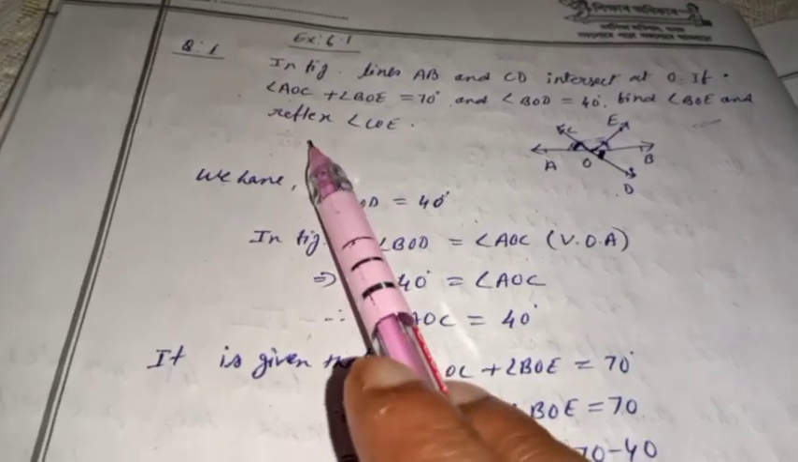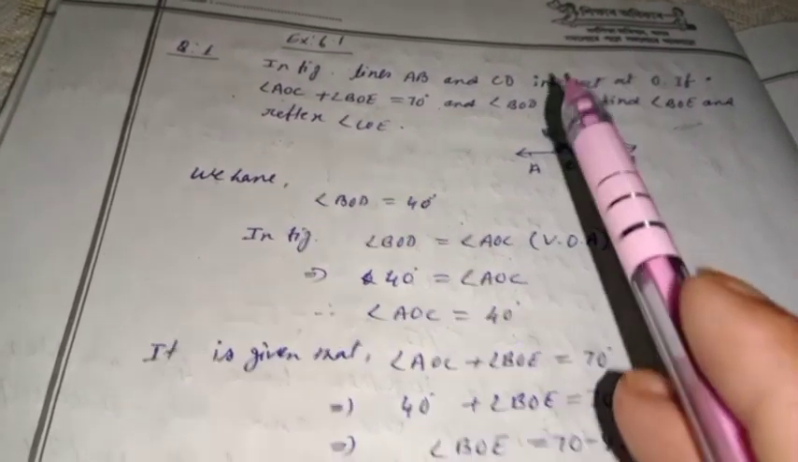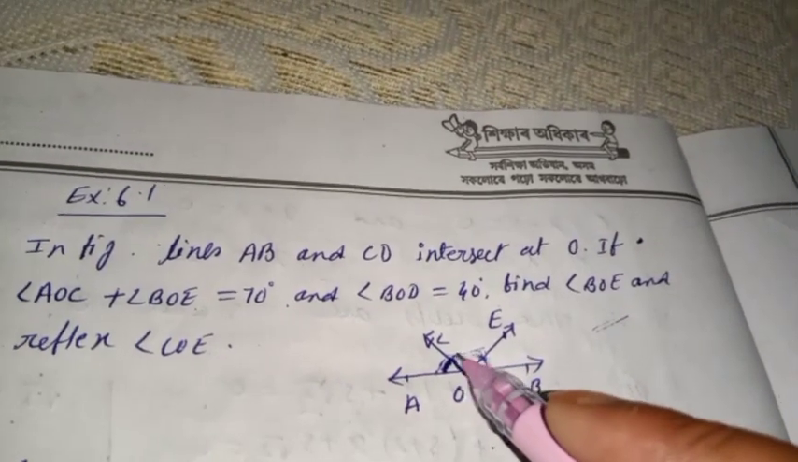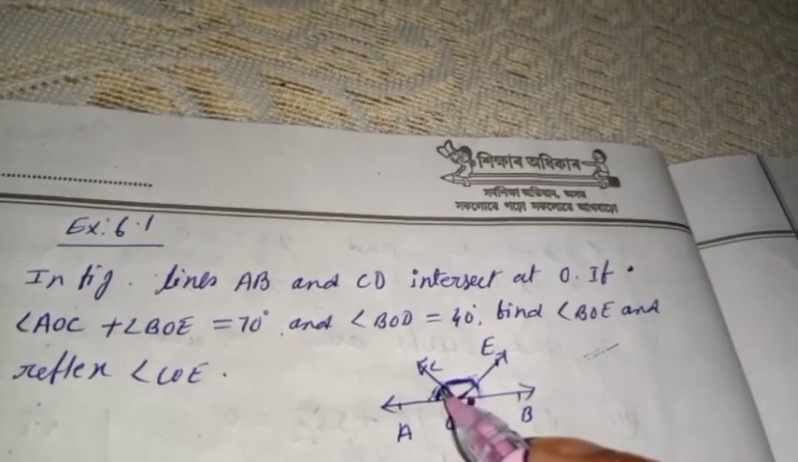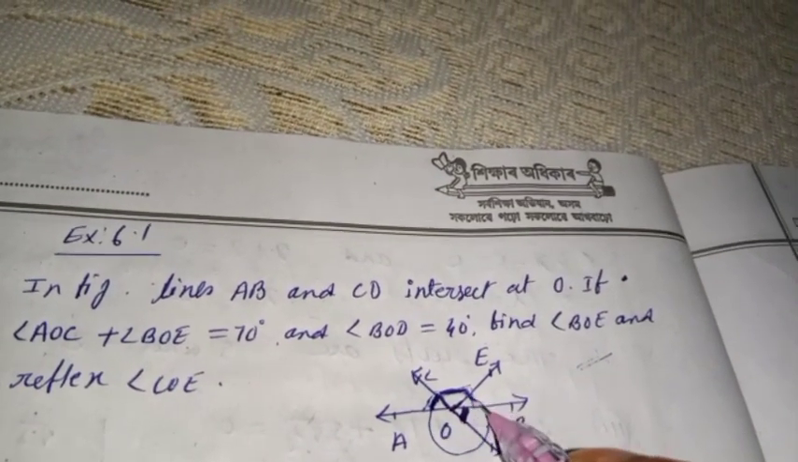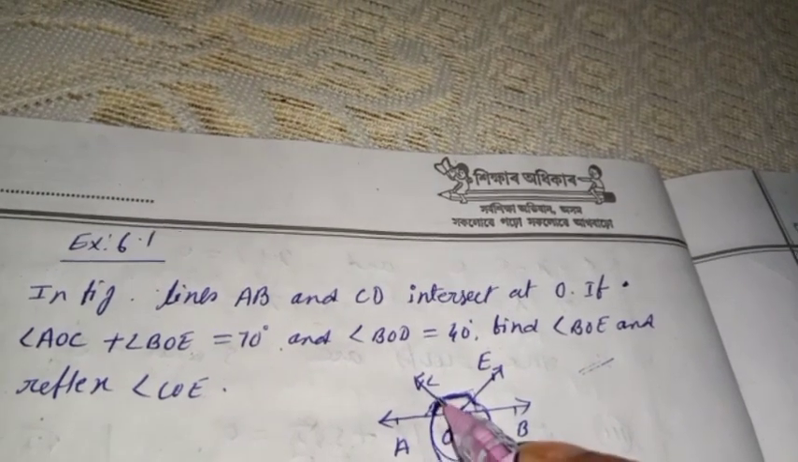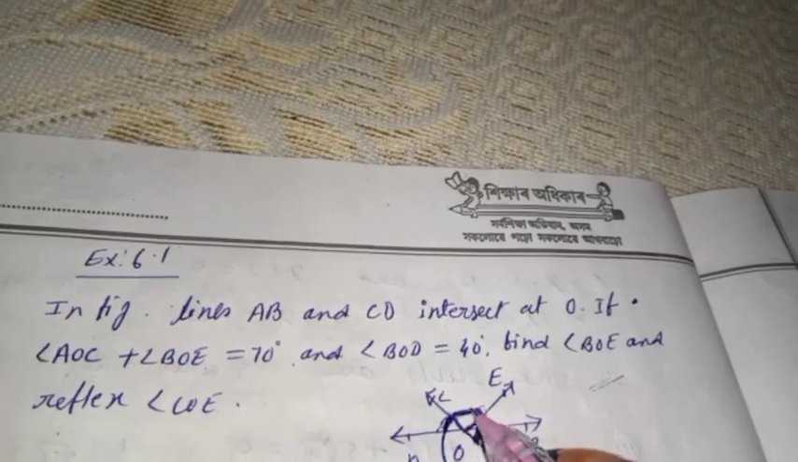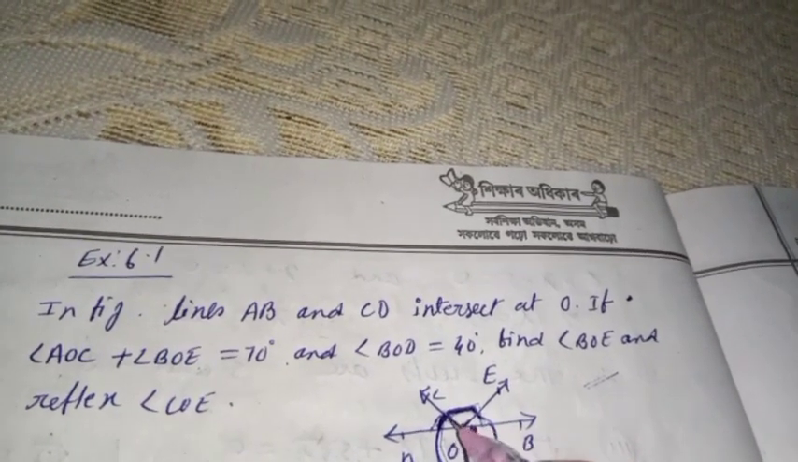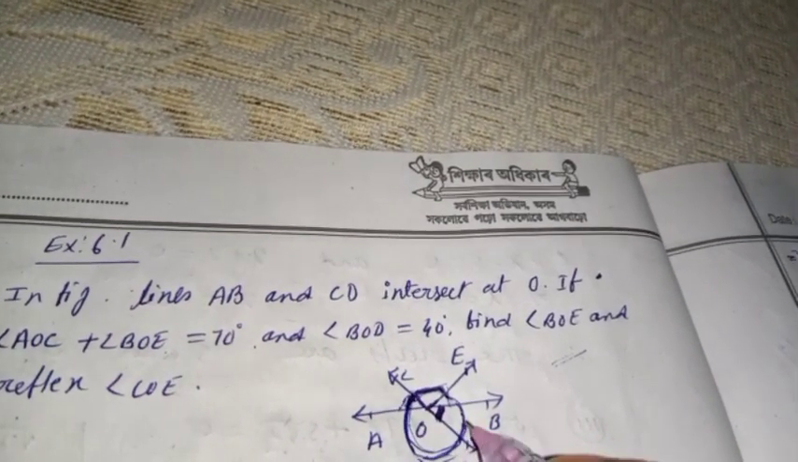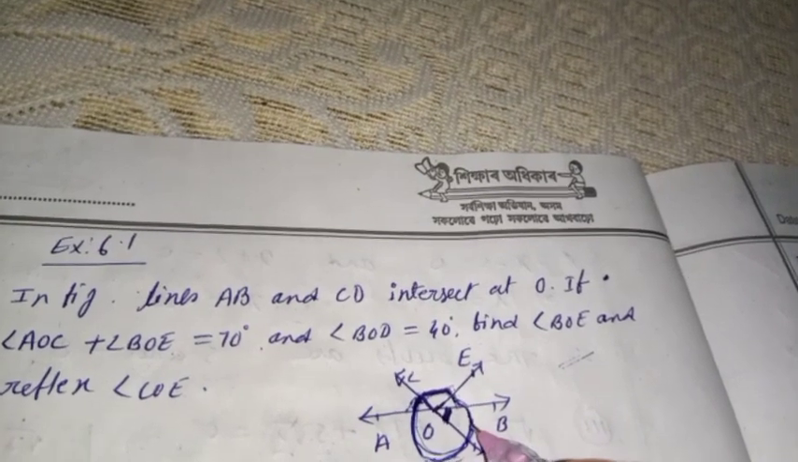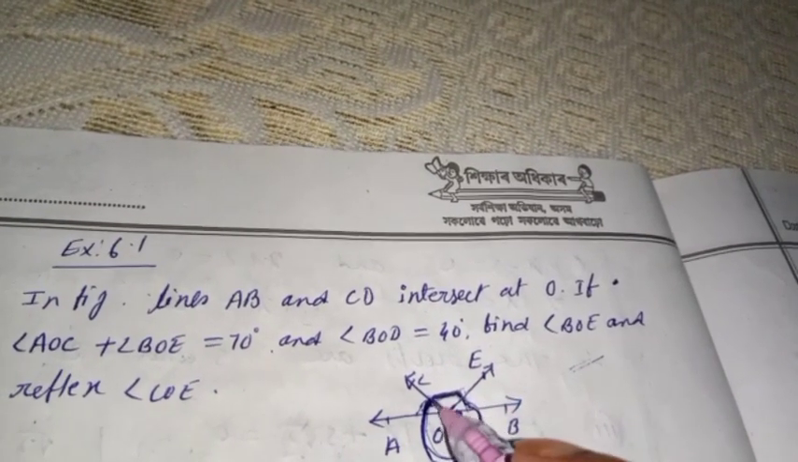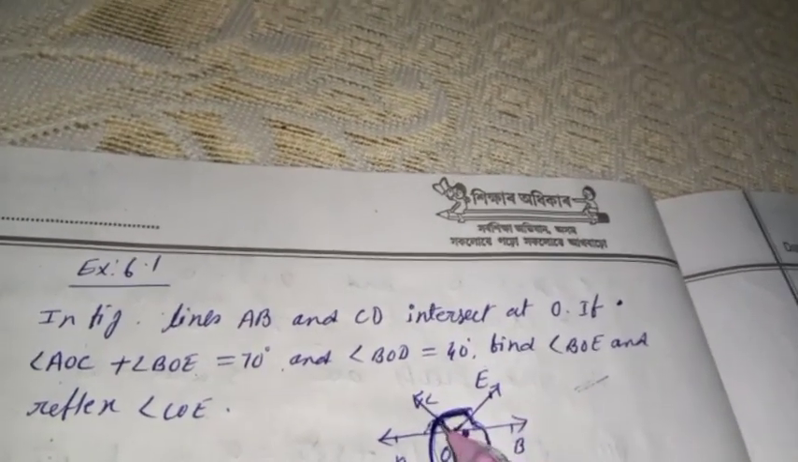But what do you need? Reflex angle COE, not COE. Reflex means, see, which angle is reflex? Here, if this angle is COE, then reflex is this whole part, this portion. Understood? This is COE and reflex is this part. What is the complete angle? 360 degrees. To get the measurement of this portion, we have to subtract this angle from 360, then we will get this one.